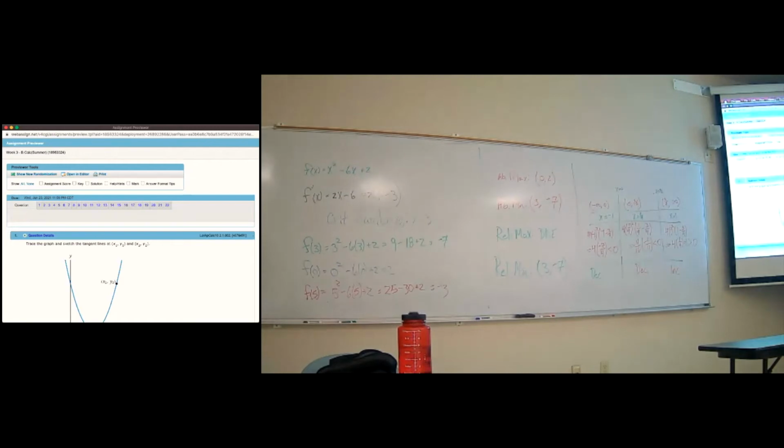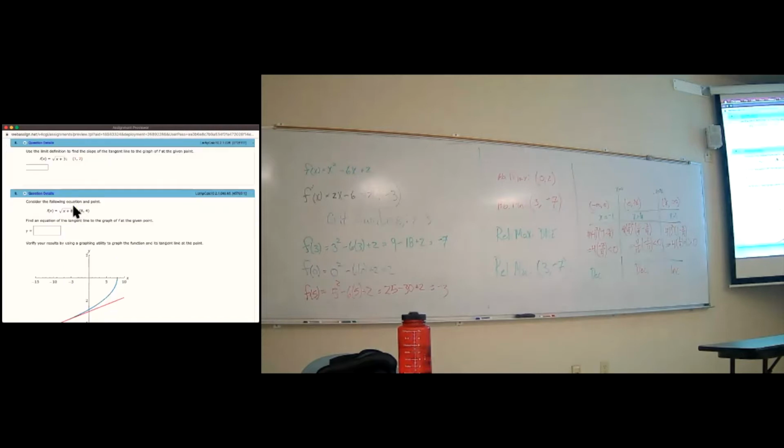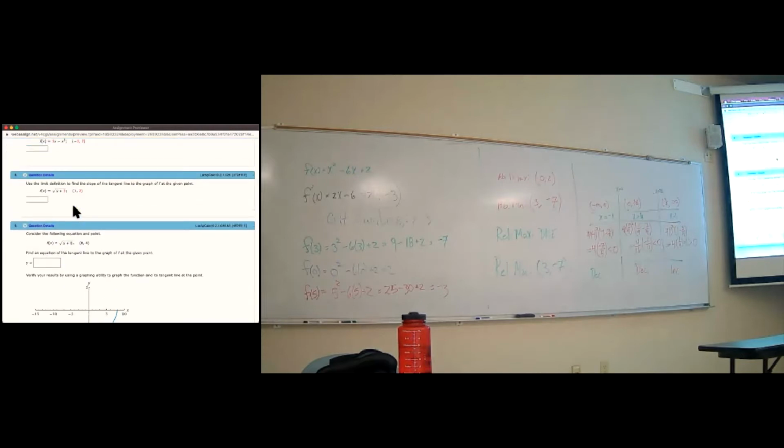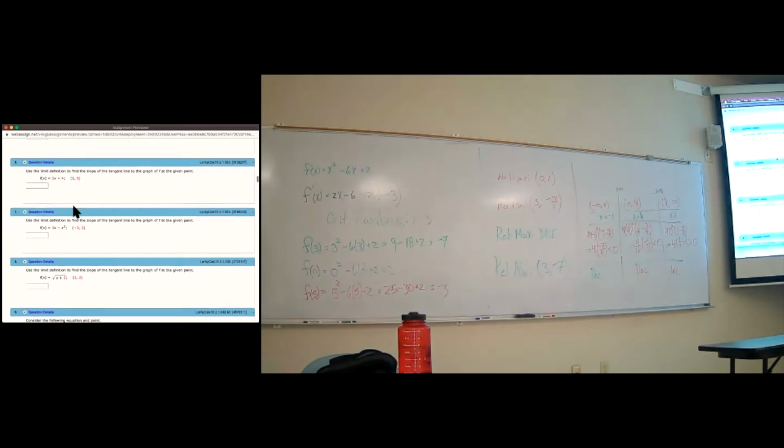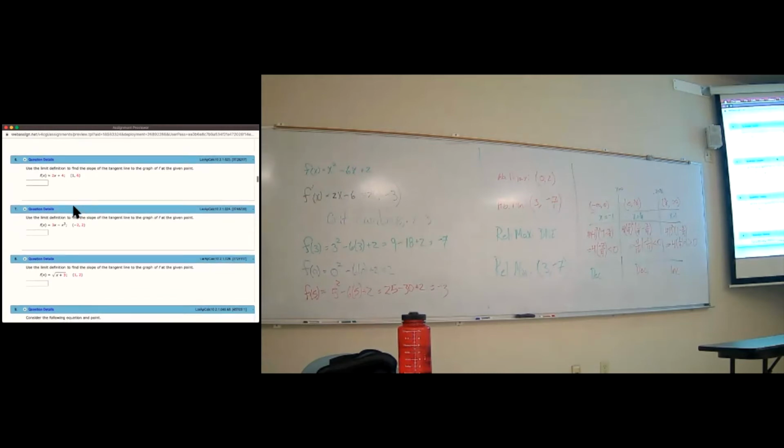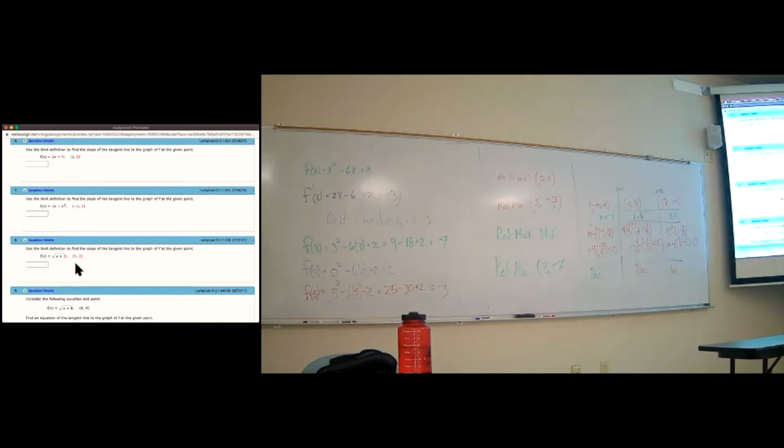All right, number 8. We just did number 7, so now number 8, which is the same thing, just square rooted. Use the limit definition to find the slope of the tangent line to the graph of f at a given point.